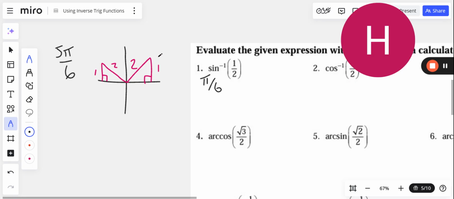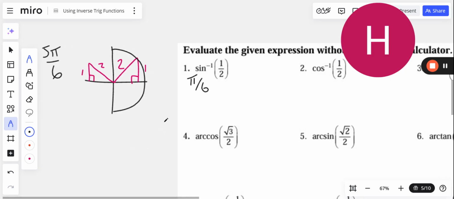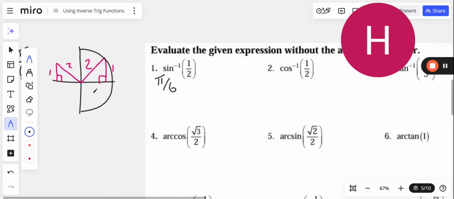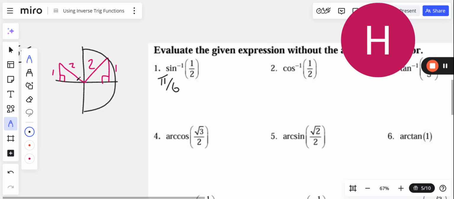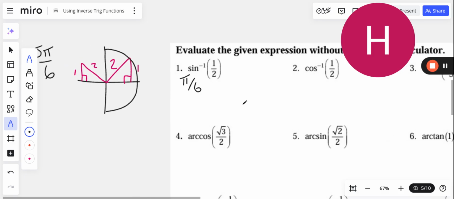when we're doing the inverse, we're only considering angles that are along these two quadrants. And that's what your calculator will tell you as well. So that's the point I'm trying to make, is that you should expect your calculator to give you this value. It won't give you that other value.